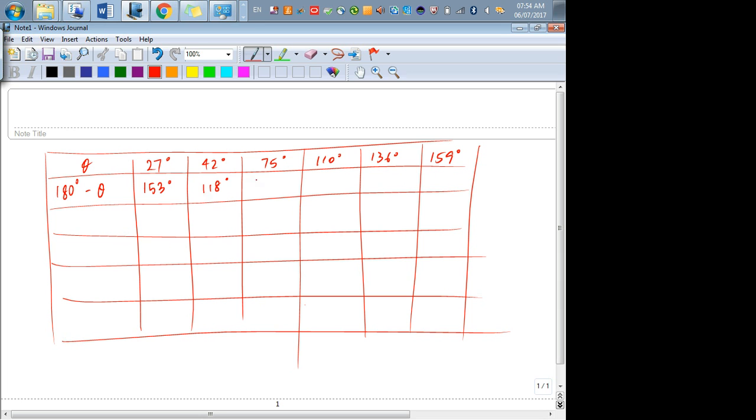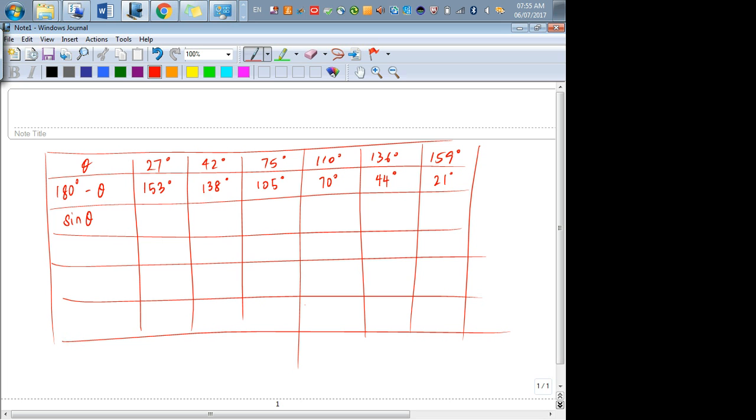I'm just doing mental sums. If I make a mistake, please let me know. Okay, please check. All correct? Then the next row we have sine theta.